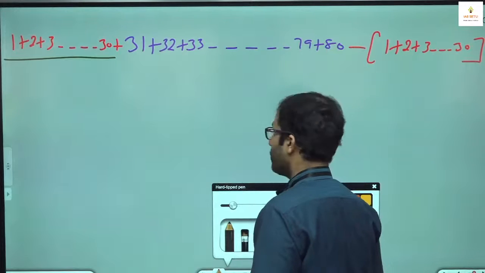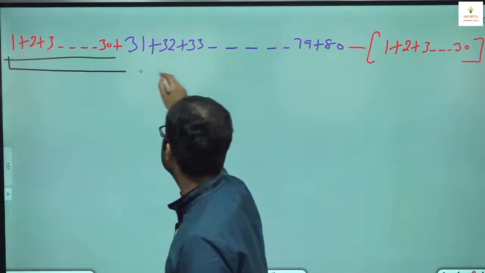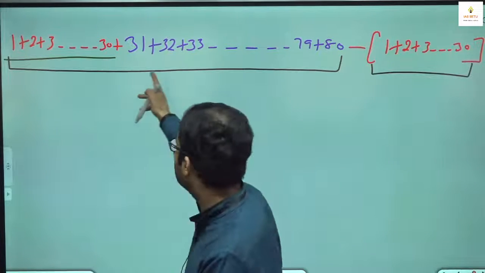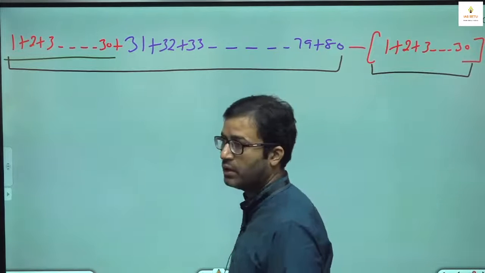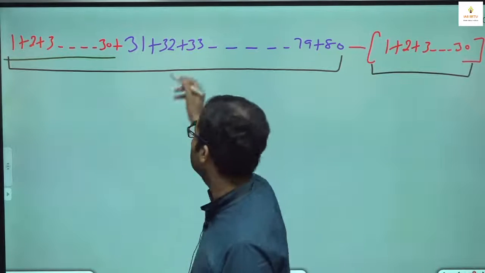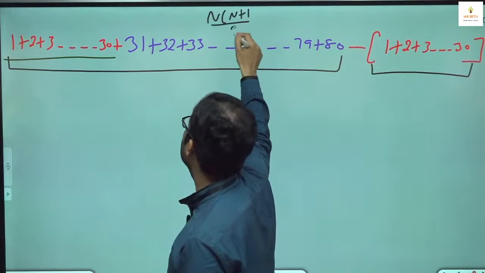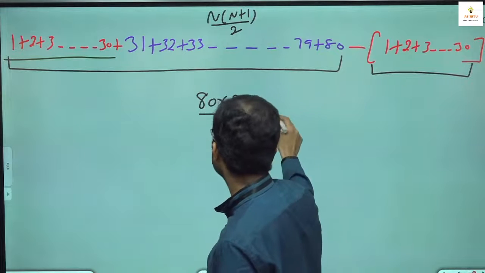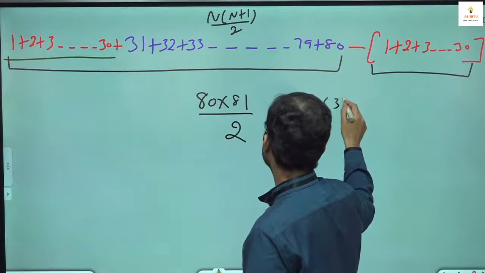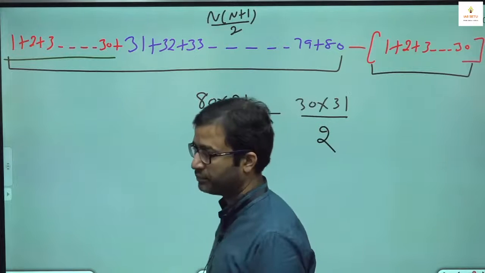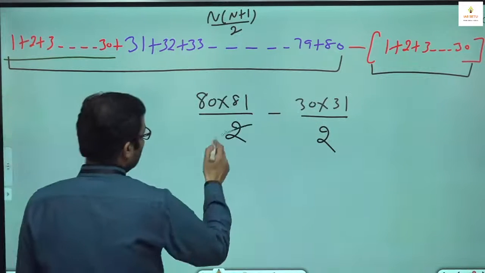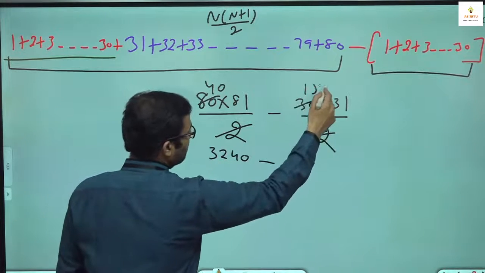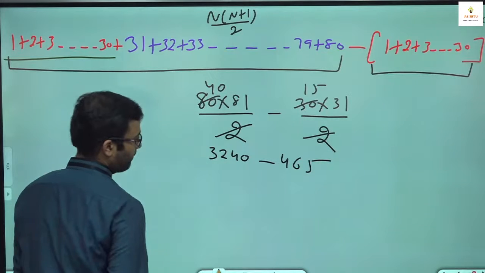So what will happen? Now it becomes 2 series. One series is 1 to 80, second is 1 to 30. इसमें हो गया 1 to 3 up to 80, 1 to 30. So we have to use this formula twice. Which formula is n into n plus 1 divided by 2. Here this is 80 into 81 divided by 2 minus 30 into 31 divided by 2. Here, if you check, this is 3240 minus 465.